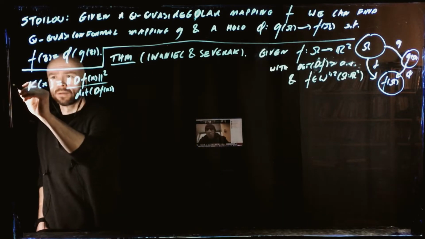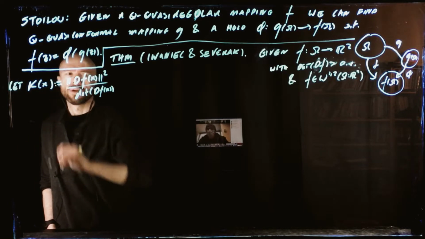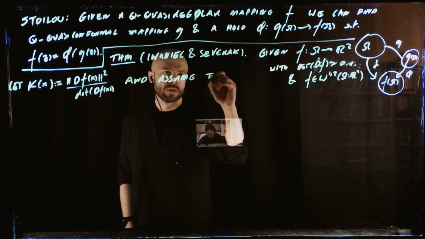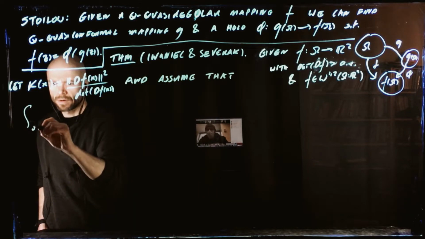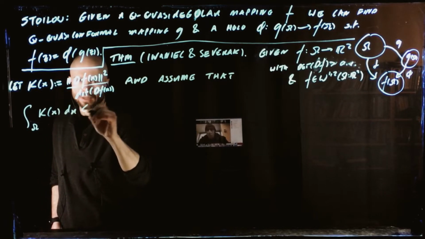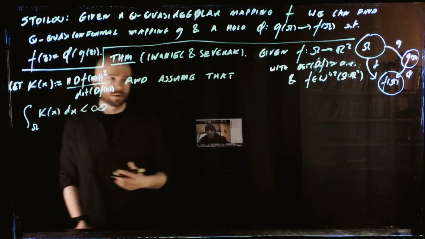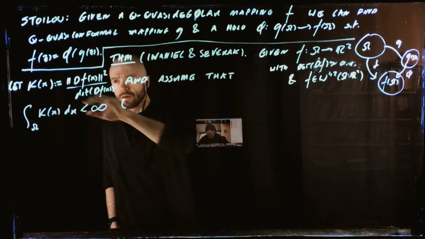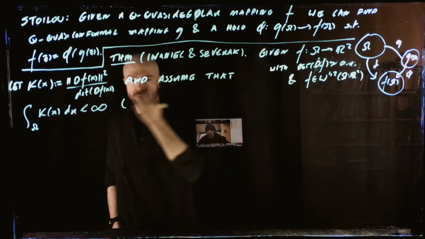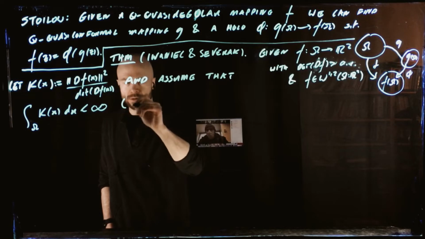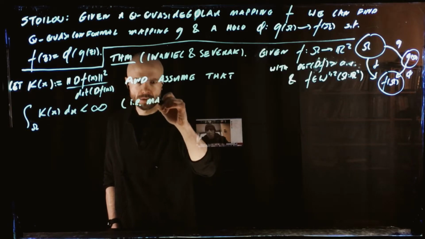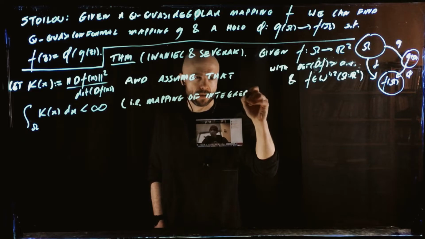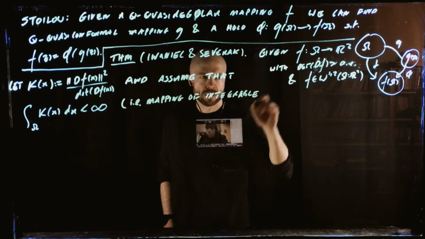so say let K be defined this way, and assume that the integral over omega of K of X dx is less than infinity. Okay? These are called mappings of integrable dilation. This is called the dilation. When we have something which is Q quasi-regular, then the dilation is L infinity bounded. Now it's just an integral bound, i.e. mapping of integrable dilation.